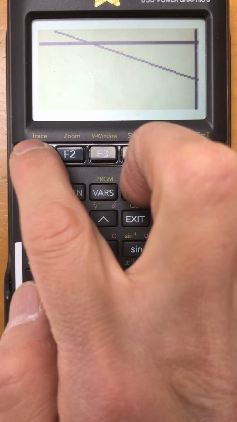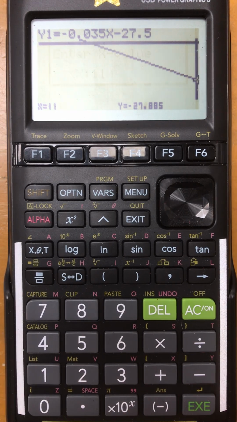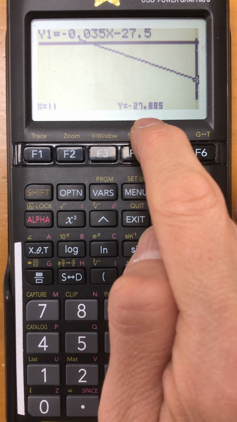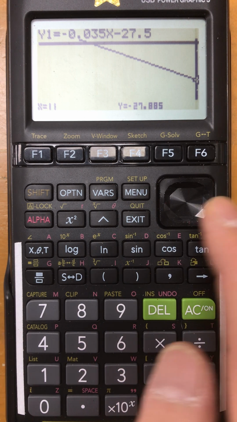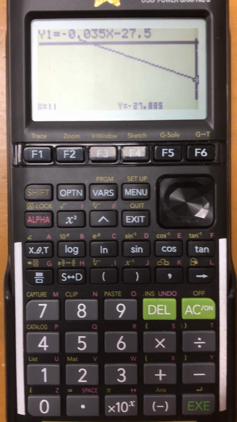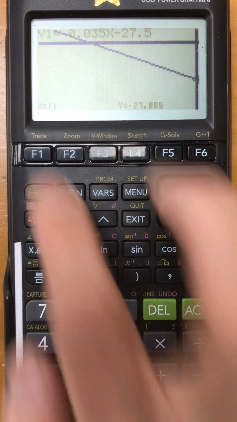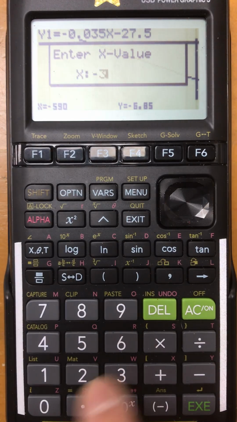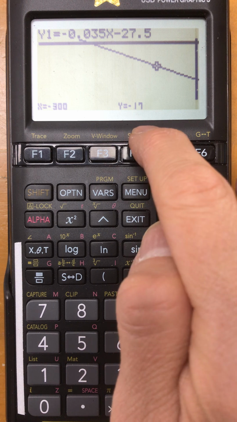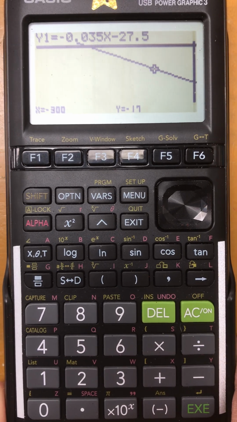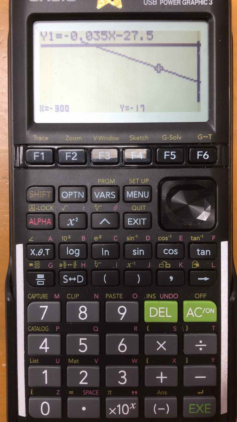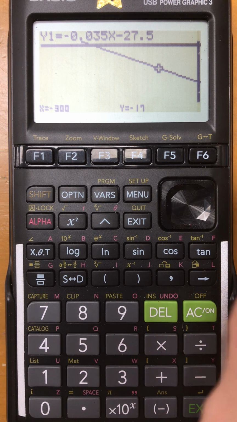Okay, so trace 11, and I get a y value of negative 27.885. Okay, let's do the other one. X equals negative 300, so trace negative 300, and I get a y value of negative 17. Okay, last part, folks, is determine the x values for the given y value.